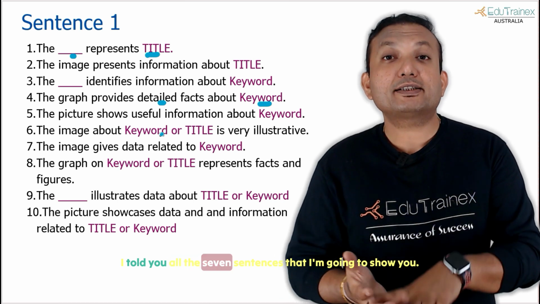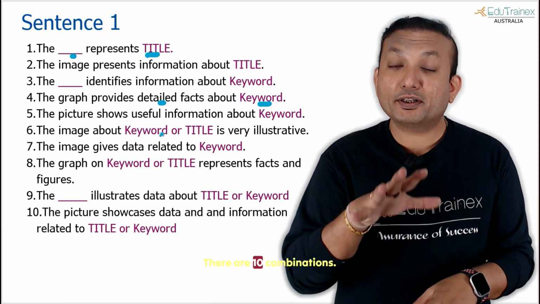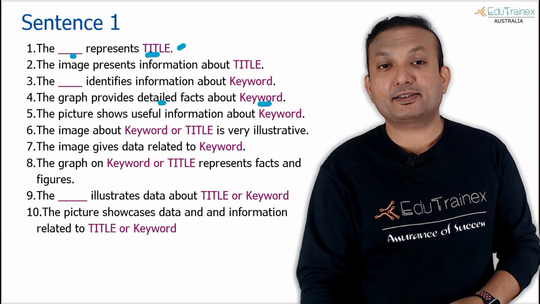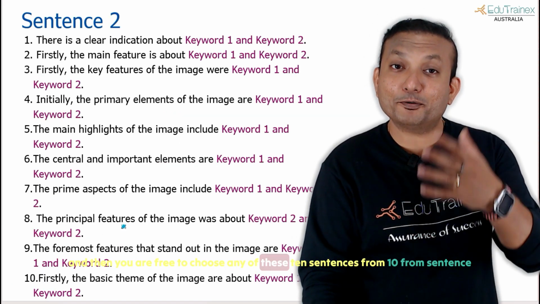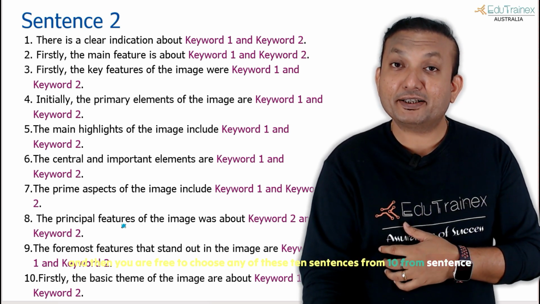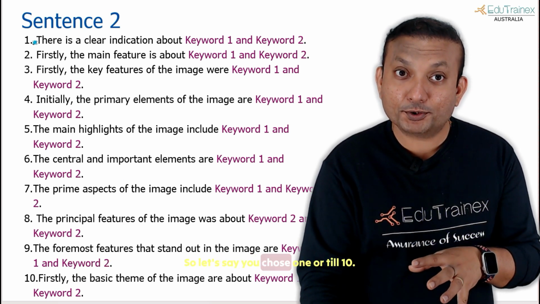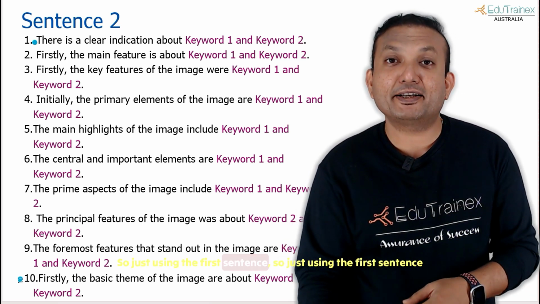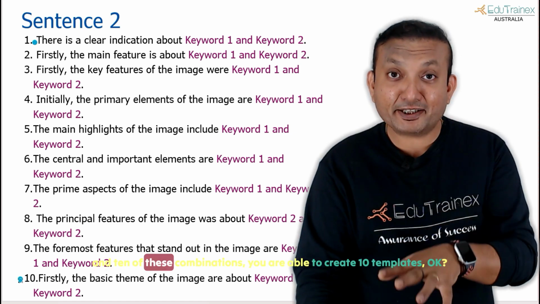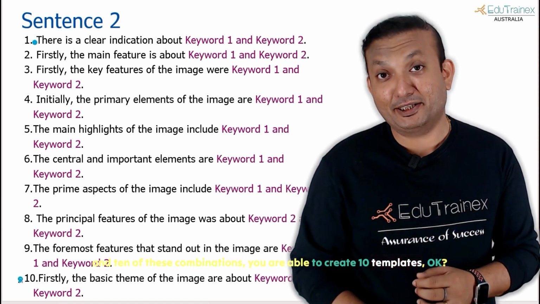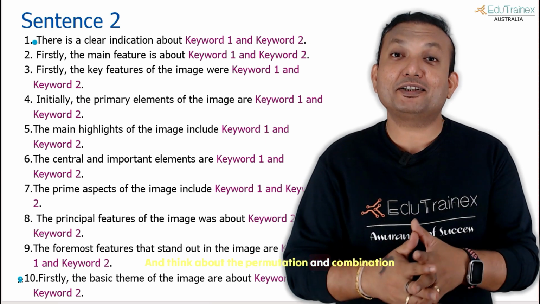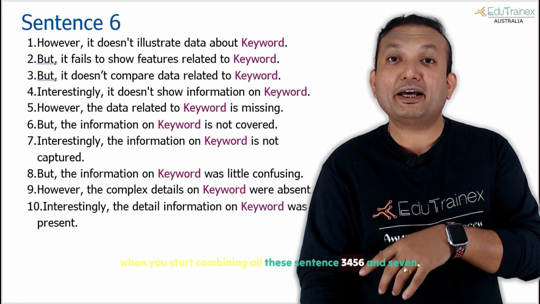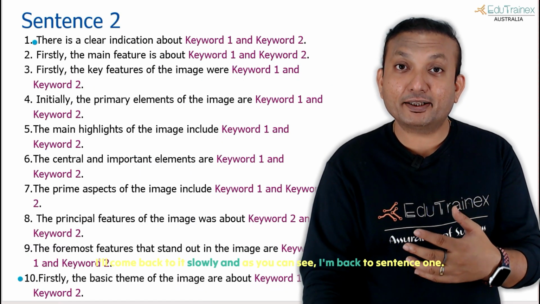I told you all the 7 sentences that I'm going to show you. There are 10 combinations. So let's say you chose sentence 1 of this, and then you are free to choose any of these 10 sentences for the sentence 2 combination, so let's say 1 through 10. So just using the first sentence and 10 of these combinations, you are able to create 10 templates. And think about the permutation and combination when you start combining all these sentences 3, 4, 5, 6, and 7. I'll come back to it slowly.